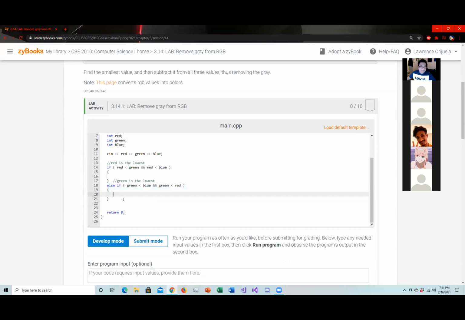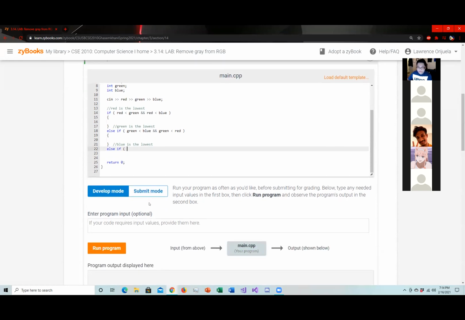So I'm going to have another else if here. Now this is going to be the scenario where blue is the lowest, right? In this scenario, if blue is the lowest, this would be true if blue is less than red and blue is less than green.